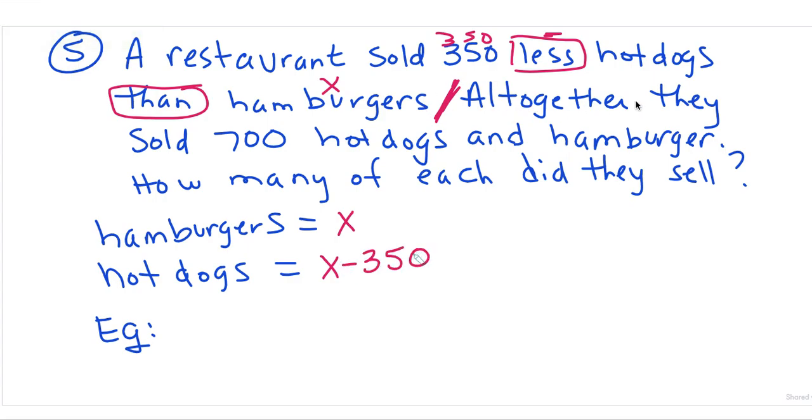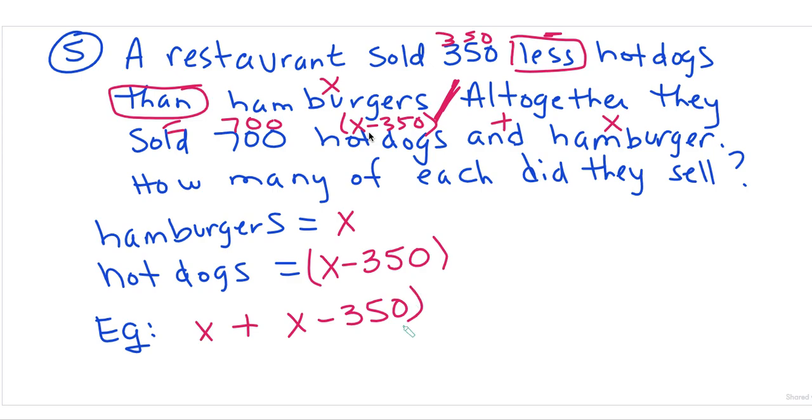Now we go back and we see all together they sold 700 hot dogs and hamburgers. So that means our hot dogs, x minus 350, and our hamburgers, x, they are going to equal 700. So we need to use all of those pieces to come up with our equation. So our equation is going to be x, hamburgers, plus hot dogs. And remember, hot dogs is a binomial, so it needs to be inside of parentheses, is going to equal 700.